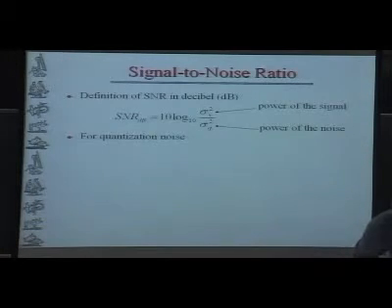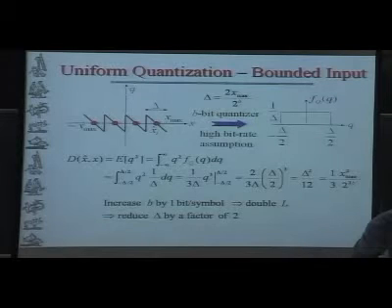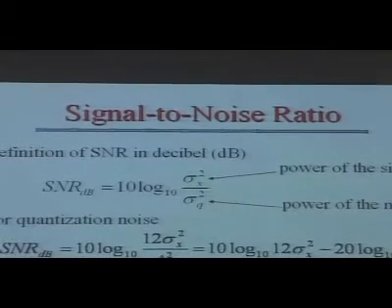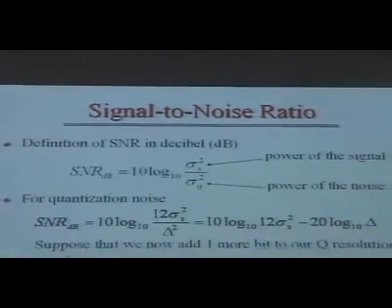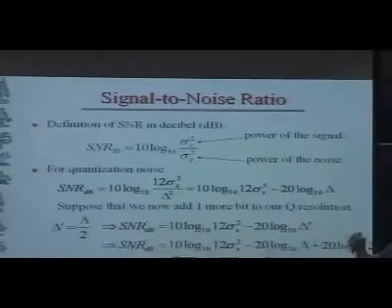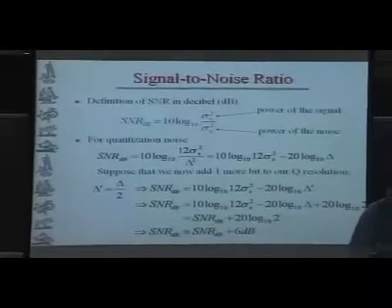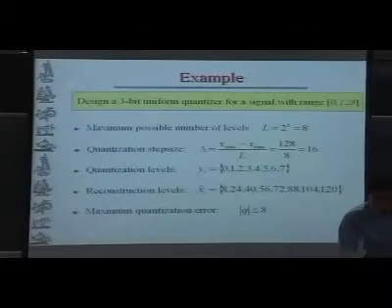I have a question. Yes? We assume that the distribution of the error is uniform. Adding 1 more bit increases the signal to noise ratio by 6 dB. So this is the famous 1 bit, 6 dB gain in DSP.